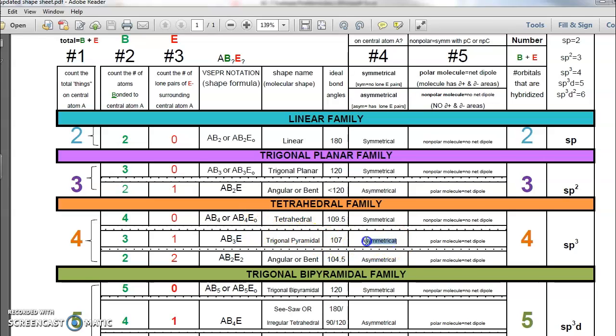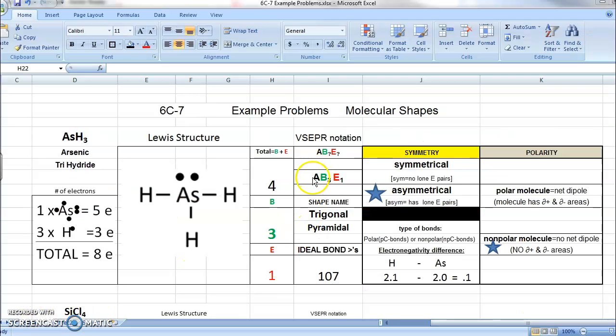That's an asymmetrical shape. That lone pair bends it so that the atoms are not evenly distributed. So from the shape sheet, we can say that it's an AB3E1. The shape is trigonal pyramidal. The bond angle is 107. I have these 3 hydrogens being pushed downward. I have the lone pair sitting on top.